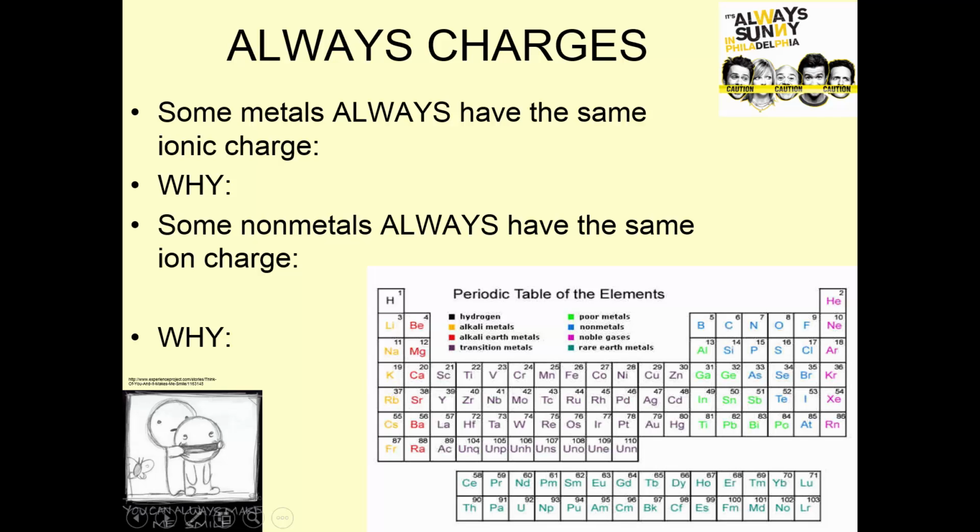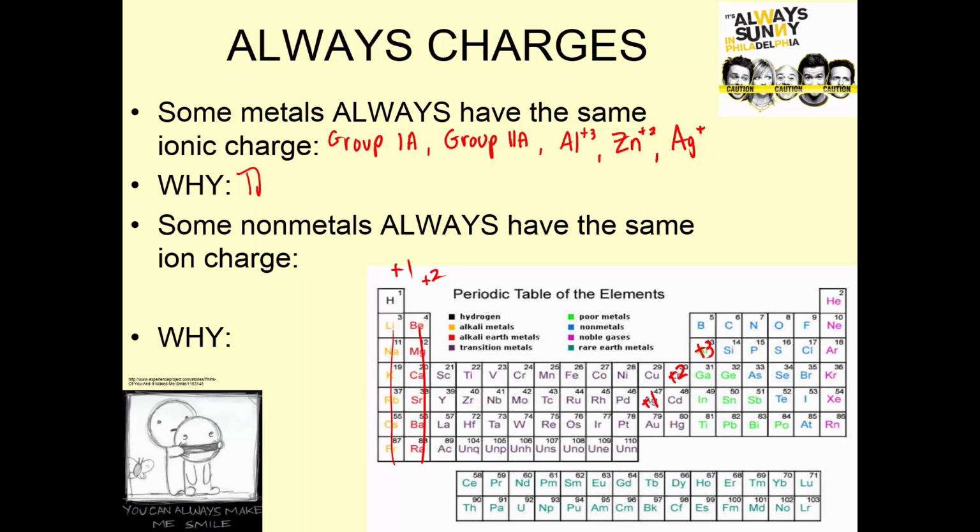Okay, always charges. Some metals always have the same ionic charge. And those metals are group 1, or 1A, the alkali metals, group 2A, or 2, and aluminum always has a +3, zinc always has a +2, and silver always has a +1. So group 1 +1, group 2 +2, aluminum +3, zinc +2, silver +1, always the same charge.